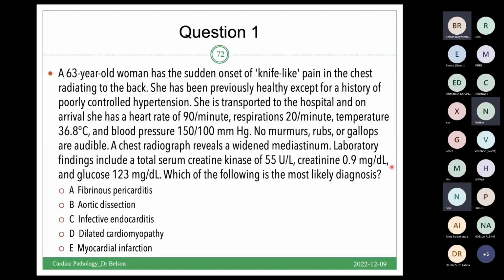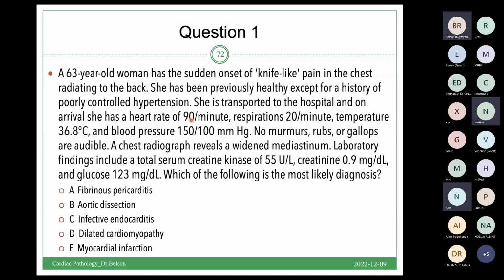She is transported to the hospital, and on arrival, she has a heart rate of 90 per minute. Respiration 20 per minute, almost normal. Temperature normal, and blood pressure, you see that it is slightly increased. It is the upper limit, but as a person ages the systolic can rise. No murmurs, no rubs, no gallops are audible. A chest radiograph reveals a widened mediastinum.